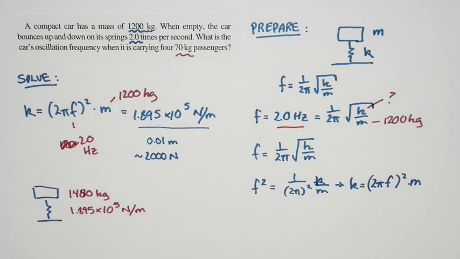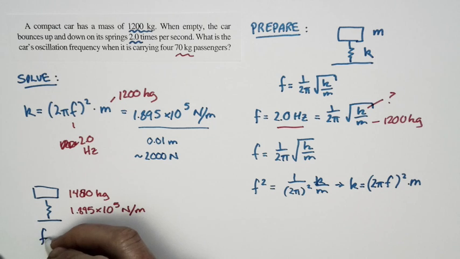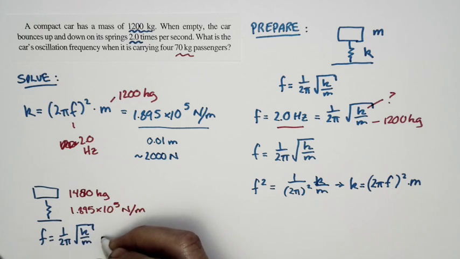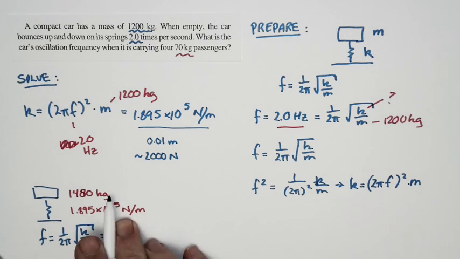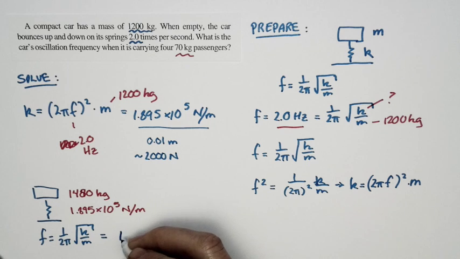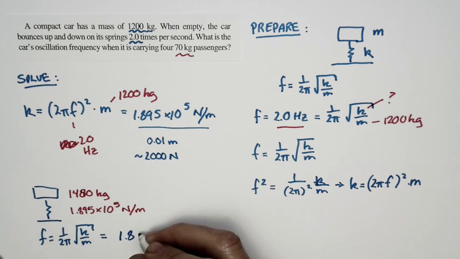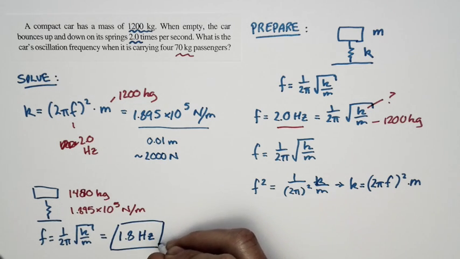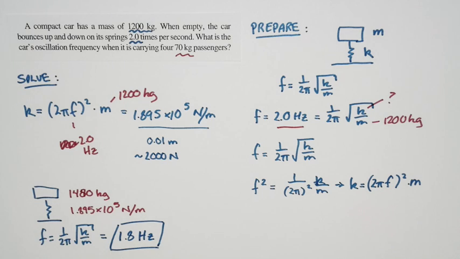And so I can calculate the frequency that I would expect. Well, the frequency is 1 over 2 pi times the square root of k over m. I know k, I know m, and I can just solve for the frequency. And if I do that and I round it to 2 significant figures, because this is clearly a 2 significant figure problem, I get 1.8 hertz. Now let's see if this makes sense.